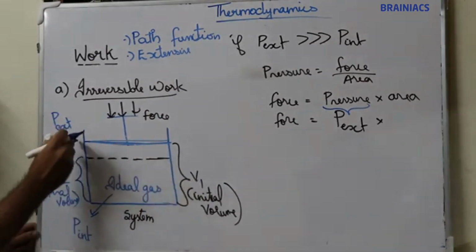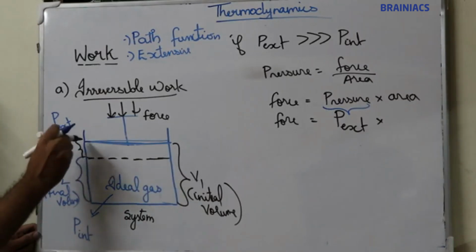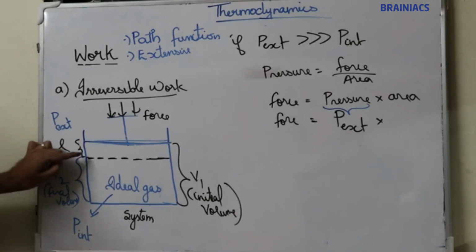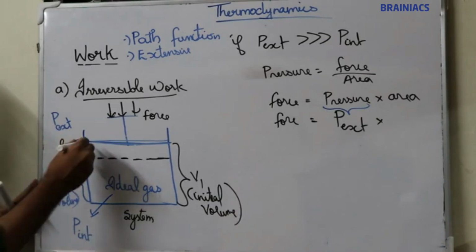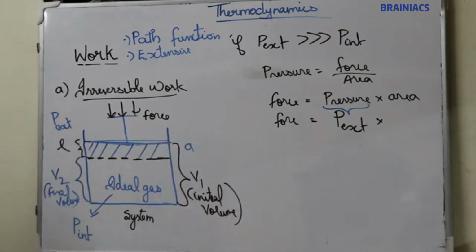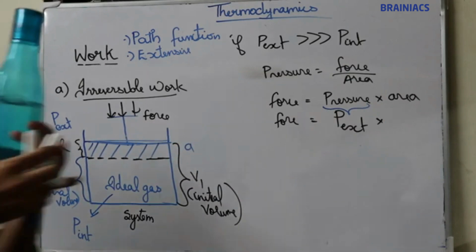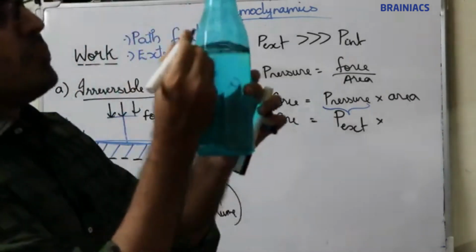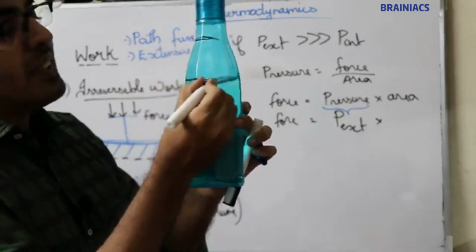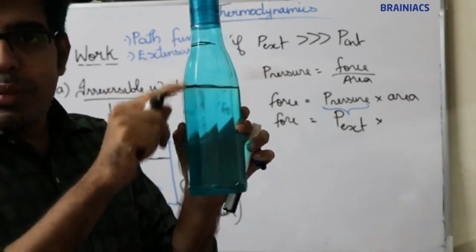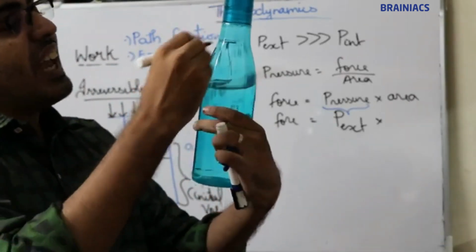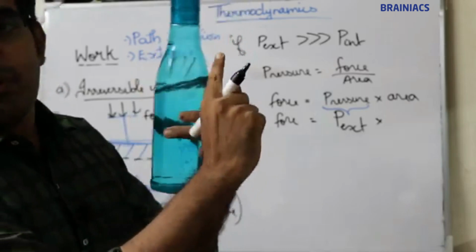Let the distance covered by the piston be L. Let this be the area covered by the piston. I think it's clear. For example, if you consider this as the piston, initially the piston was here. Now the piston moved till here. So this is the distance covered by the piston, and this portion is the area covered by the piston.